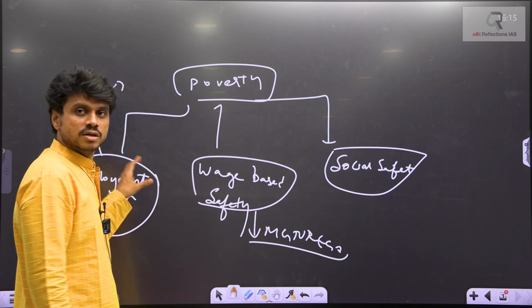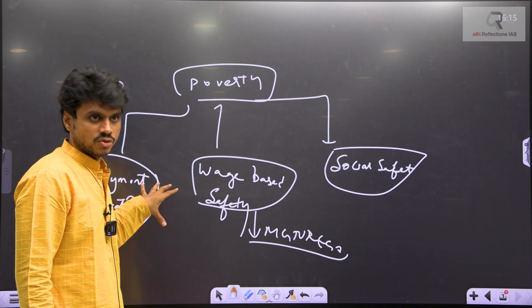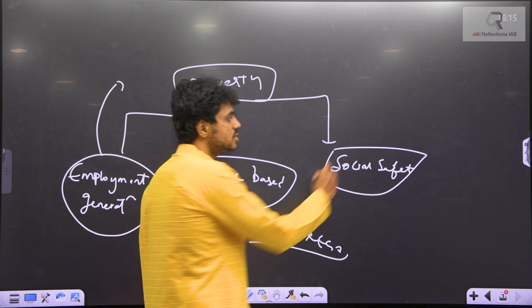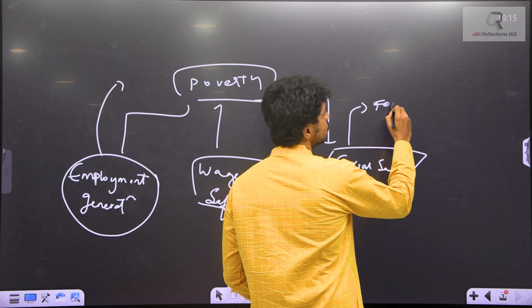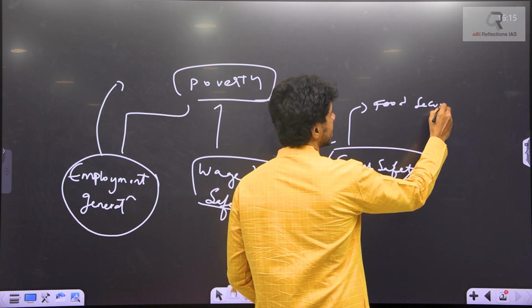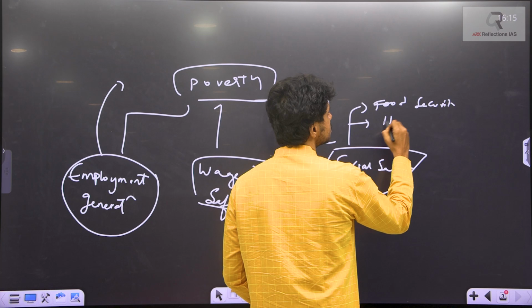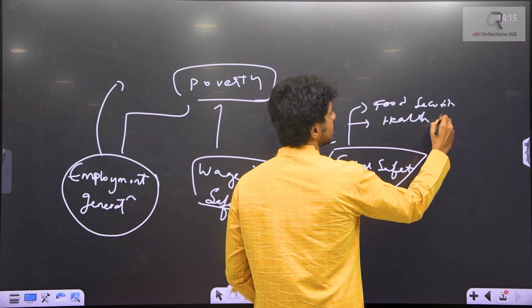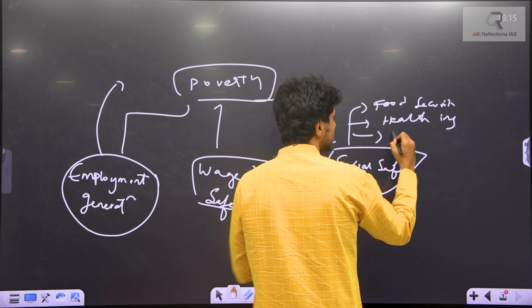But till you get skilled enough, you need money. So I'm providing you the social security. I'm providing Food Security Act. I'm providing basic health insurance. I'm providing unemployment allowance.